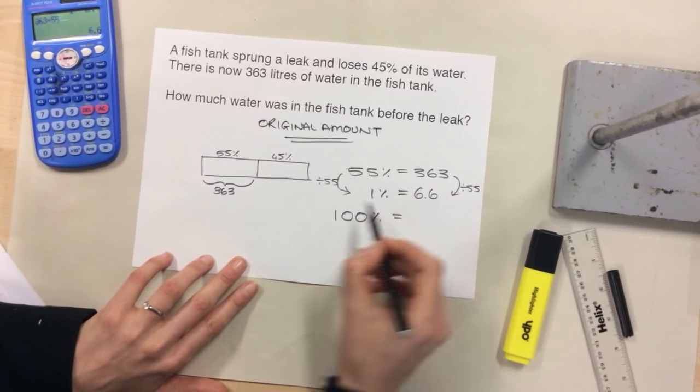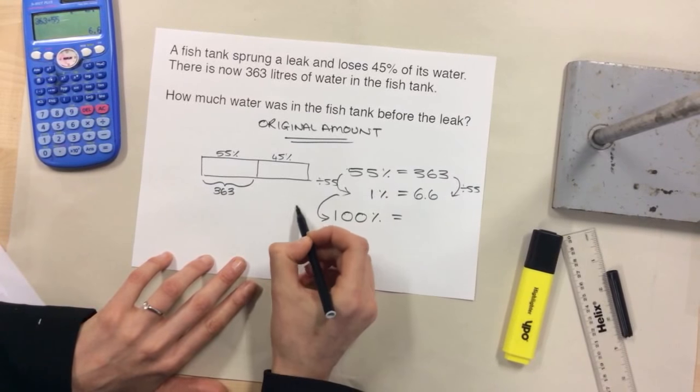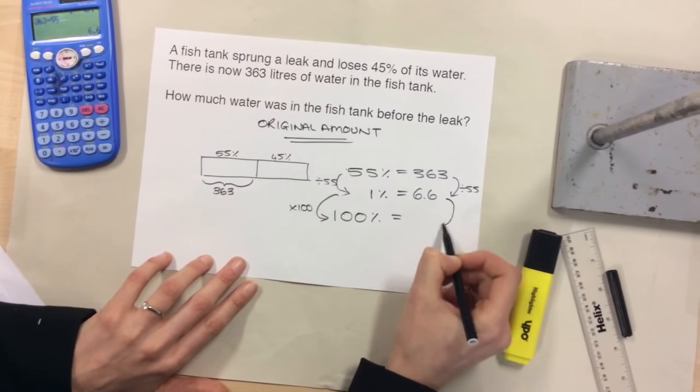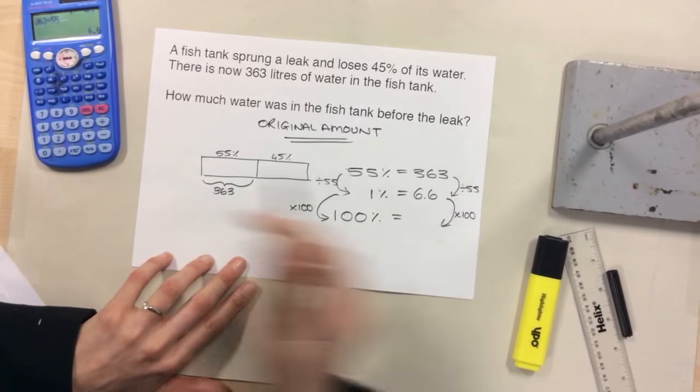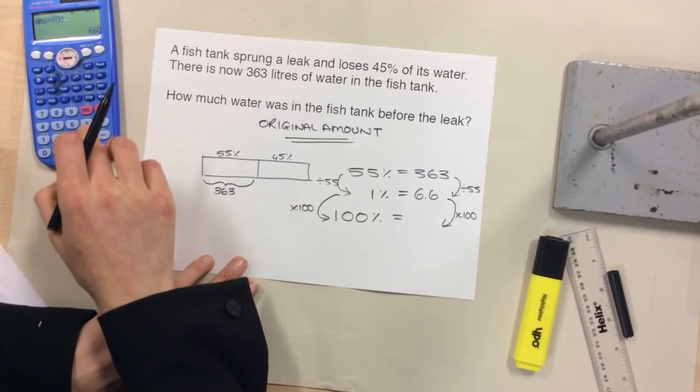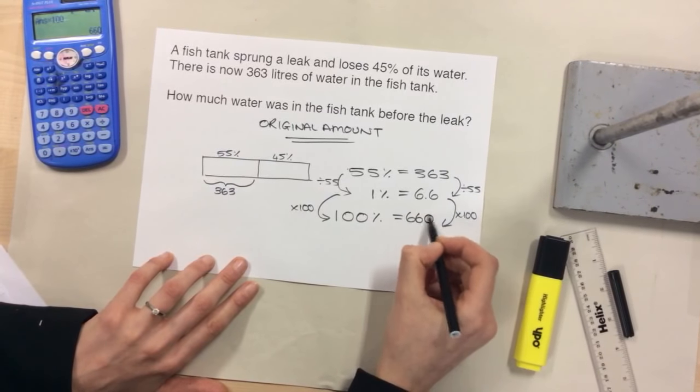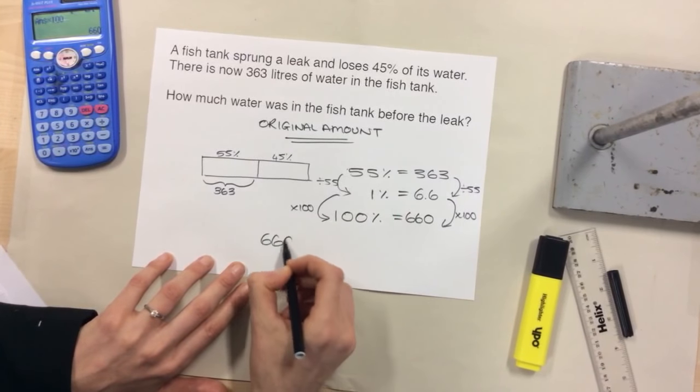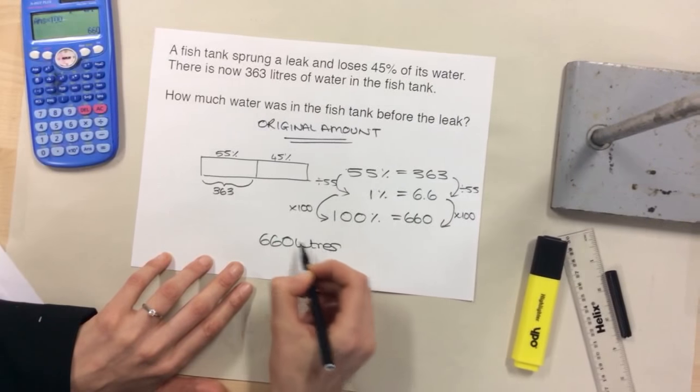So to find 100%, because there's 100 ones that make 100, I'm going to multiply both sides of my calculation now by 100. Okay, and that gives 660. So the original amount was 660 litres.